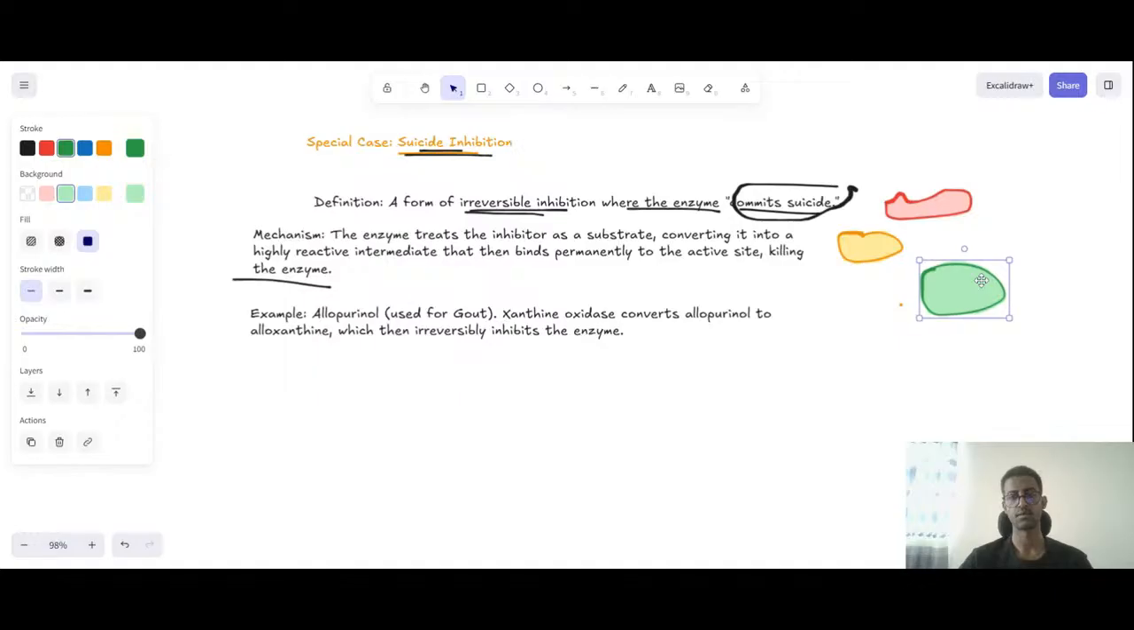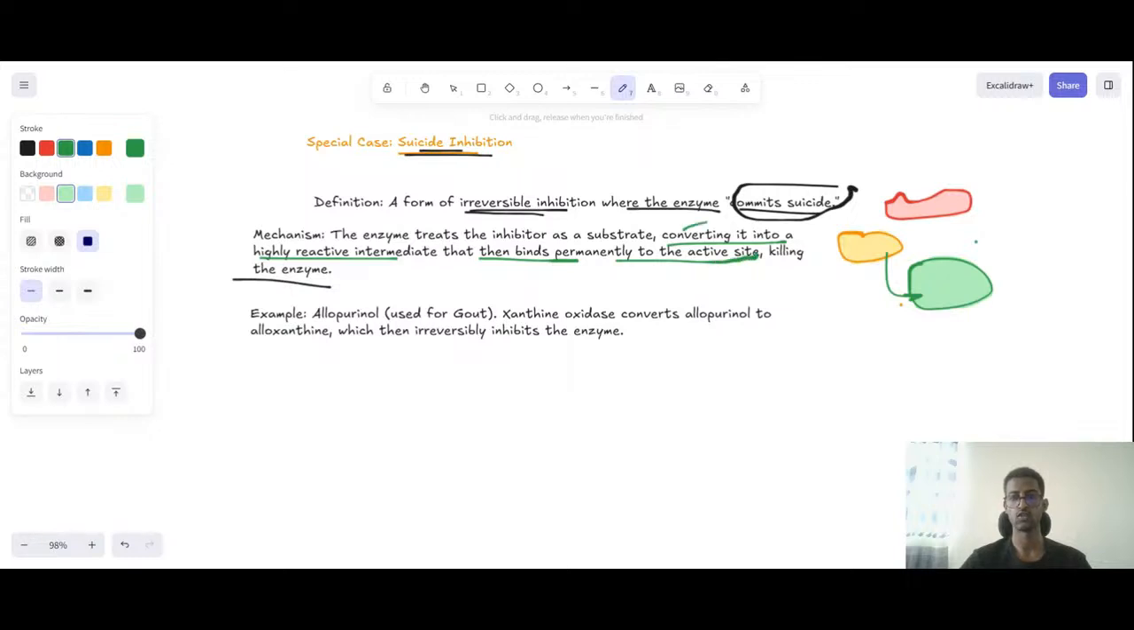Okay, this is the substrate. So this enzyme acts, this is the inhibitor. So this enzyme treats the inhibitor as a substrate, which means treating them as this. So what it does is converting it into a highly reactive intermediate that binds permanently to the active site.